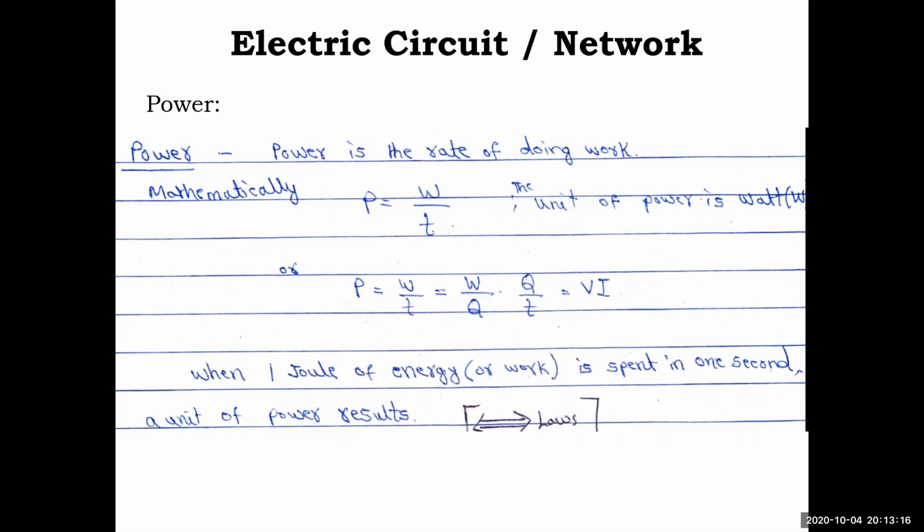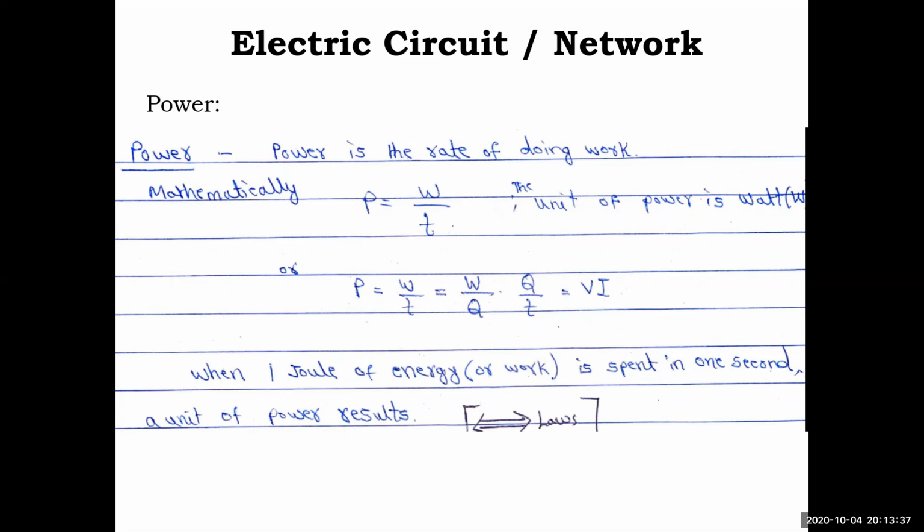Hope it is clear to you, these concepts: charge, current, voltage, and now power. That's why power is called W per T, the rate of doing work. Current is the rate of flow of charge, Q by T. Power is W by T, and its unit is watt, written as W.